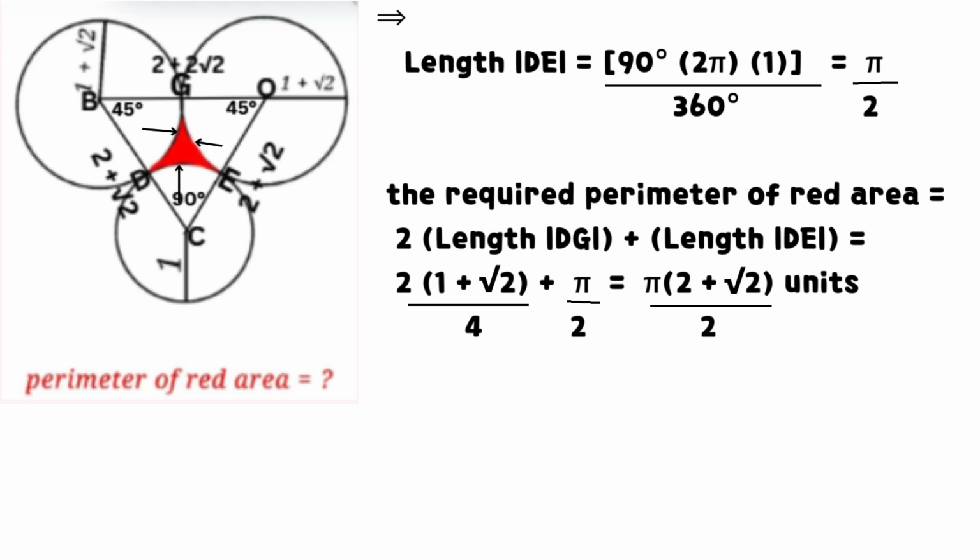The required perimeter of the red area equals the sum of 2 times length DG and length DE, which equals 1/4 of the sum of 2 times 1 plus the square root of 2, and half of pi. The result equals half the product of pi and the sum of 2 and the square root of 2 in units, after simplification of substituted values.